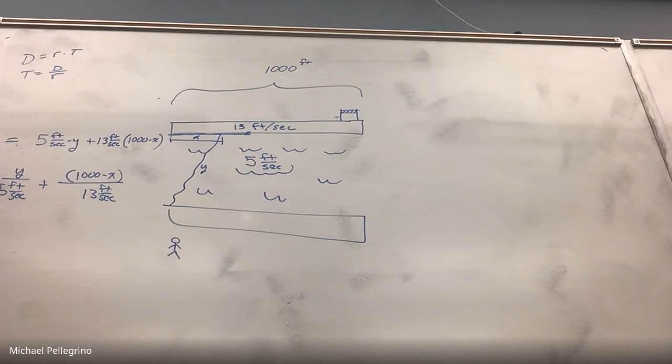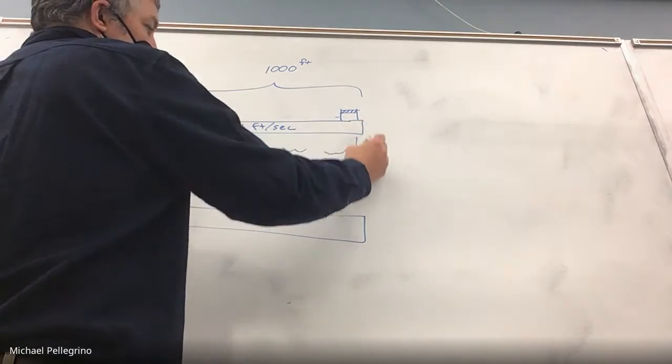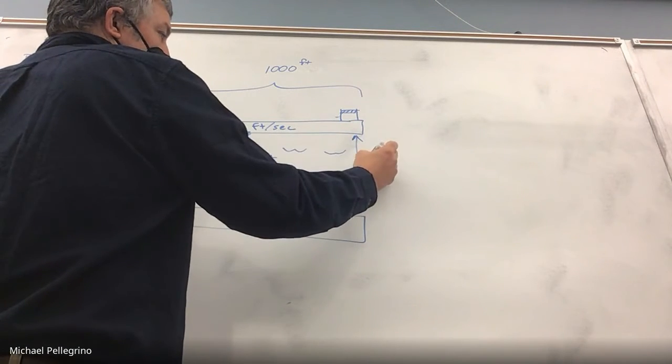I don't know. So what we're looking to do is to minimize the time, right? So that means we need to find the derivative of time, set it equal to zero, like you said, and solve it. Okay? So here we go. Do we know how far it is across the water? Yeah, I do. So let's see. We'll make it 61 feet.